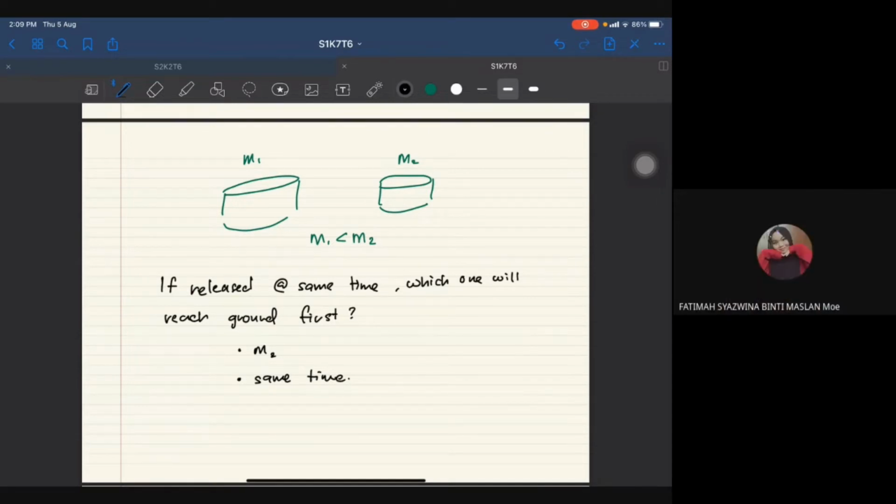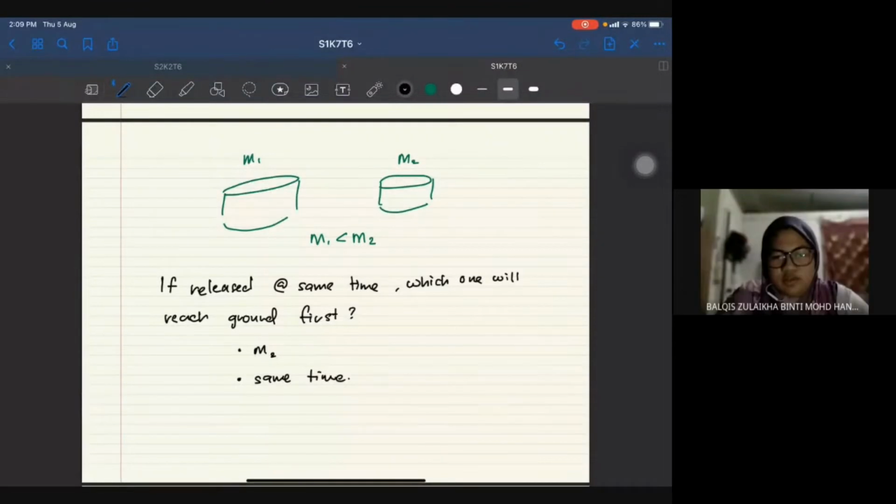Sebab kalau tak ada rintangan angin, kalau dalam situation vacuum, dia memang akan jatuh sekali. Okay. Kalau katakanlah kamu dekat bangunan 4 tingkat, ada seekor gajah dengan seekor kucing. Dua-dua lompat. Mana sampai dulu?